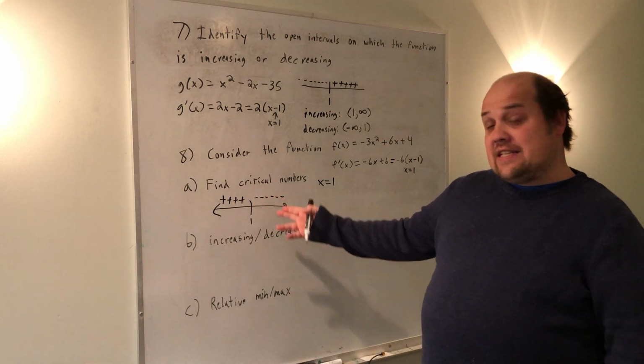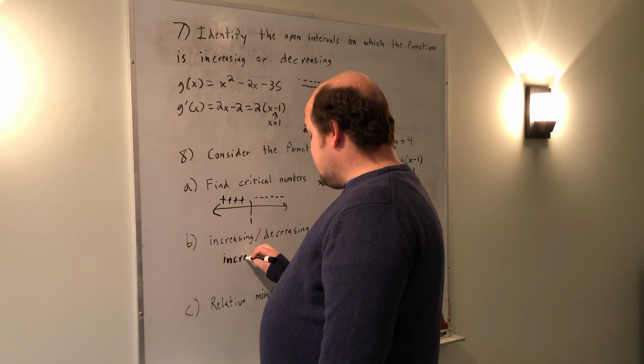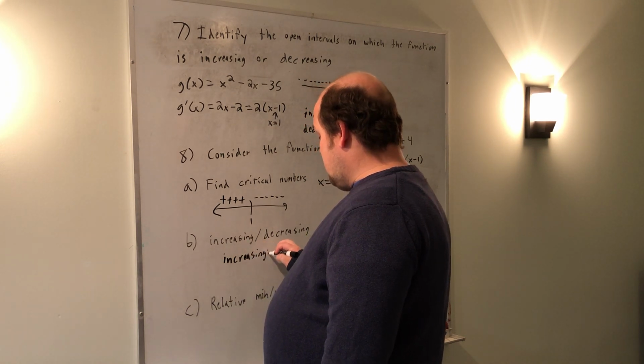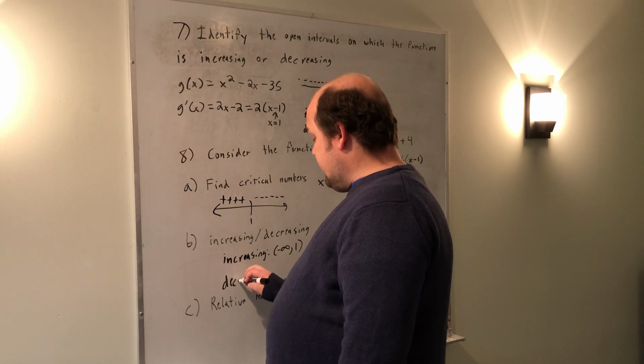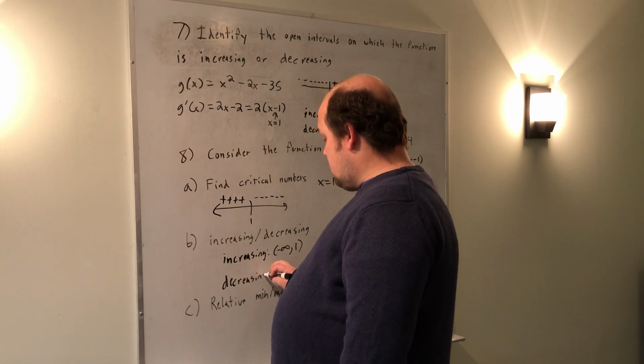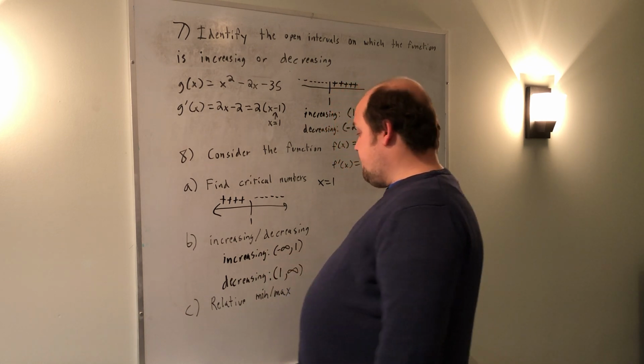I can now translate this number line into increasing, decreasing by saying it's increasing, starting at negative infinity, going up to 1. Decreasing, starting at 1, going up to infinity.